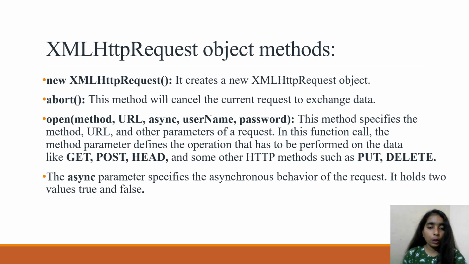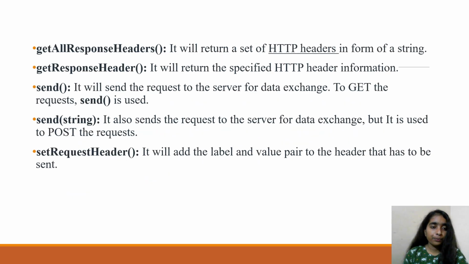In this function call, the method parameter defines the operation to be performed on the data like get, post, and also other HTTP methods such as put and delete. The async parameter specifies the asynchronous behavior of the request, and it holds two values, true and false. The getAllResponseHeaders method will return a set of HTTP headers in the form of a string. The getResponseHeader method will return the specified HTTP header information.